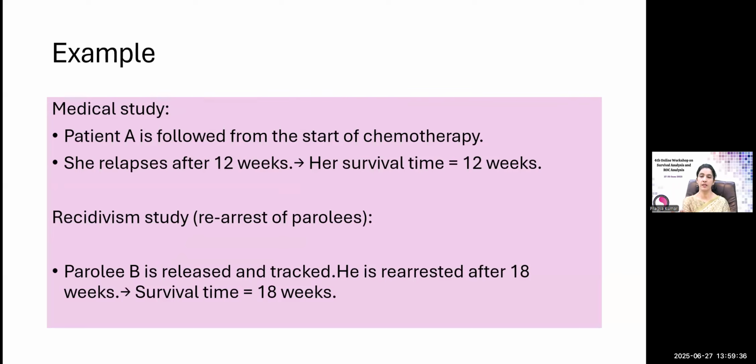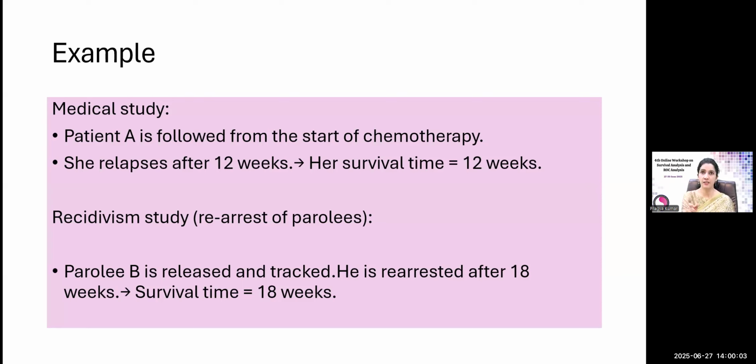For example, if it is a medical study and I am following up a patient from the start of chemotherapy, and my event of interest is relapse, and the relapse happened in that particular female after 12 weeks, then I can say that her survival time is 12 weeks, because I will say time until relapse, and time until relapse is 12 weeks. So the survival time is 12 weeks.